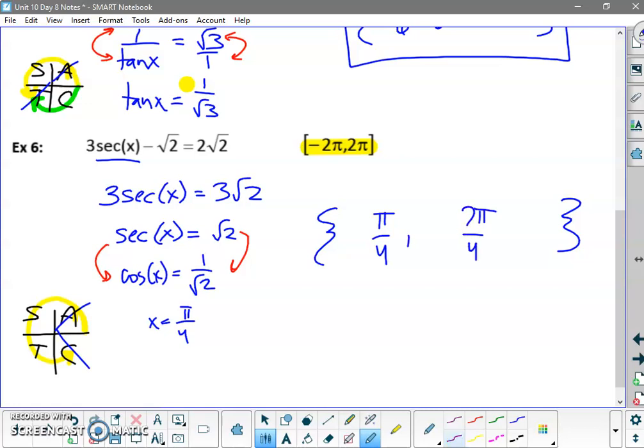Well, what's kind of nice about cosine, it only works with cosine, and it's just because of the two quadrants where it's positive and the two quadrants where it's negative. If I go the negative direction, I'm going to have negative pi over 4 and negative 7 pi over 4. So once again, only with cosine, when I'm going negative 2 pi to 2 pi, I just have to put a plus or minus in each one.